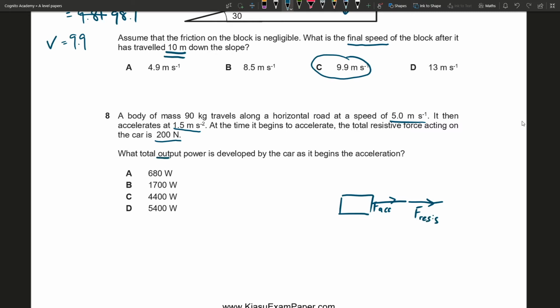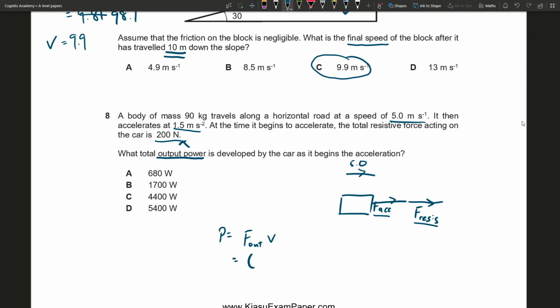And then we are asked what the output power developed by the car is as it begins this acceleration. The speed is 5.0, so our strategy here should be to find the total output force of the car times the velocity, which is 5.0, to give the instantaneous power as it begins the acceleration. To find this total force, we find the acceleration force, which we have to calculate, plus the force that the car outputs to overcome the resistive force, which we are given as 200 newtons over here.